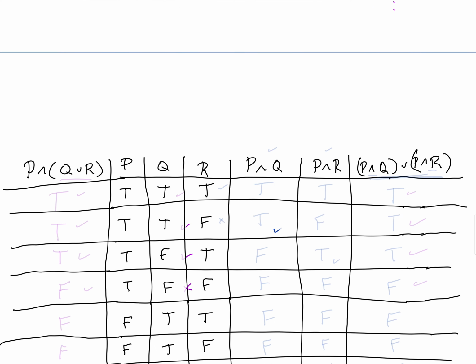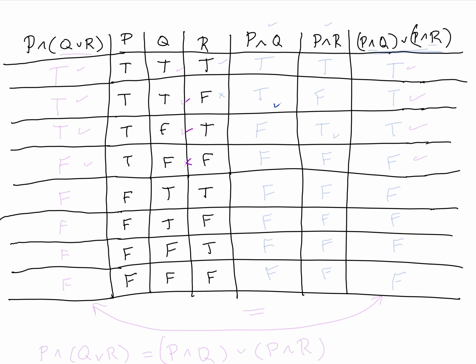Okay. So P and (Q or R). This is true if P is true and Q or R is true. So Q or R is true here, and P is true as well. So true and true. Here, Q or R is true, and P is true. So true. Here, it's not the case that Q or R is true, so this whole expression is false. And then the rest of the way down, P is false, so P and anything is false. So false, false, false, false.